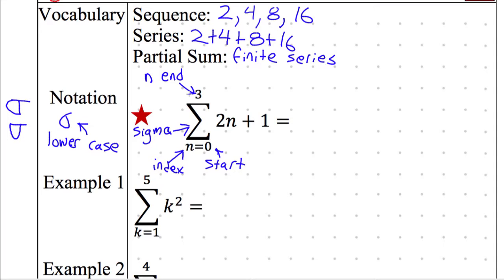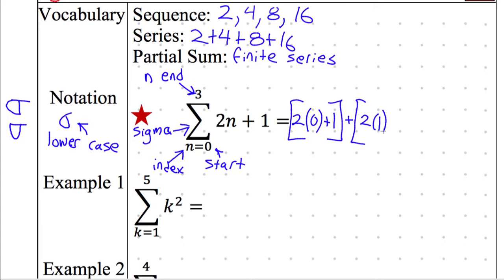When I plug in 0, 2 times 0 plus 1 is just 1. So I'm going to actually write out 2 times 0 plus 1. That was the first piece. Will the second piece be 2 times 1 plus 1? Yeah, so again, it is a series, so these are separated by addition signs. The next one is now going to be 2 times 1. The index has gone up.